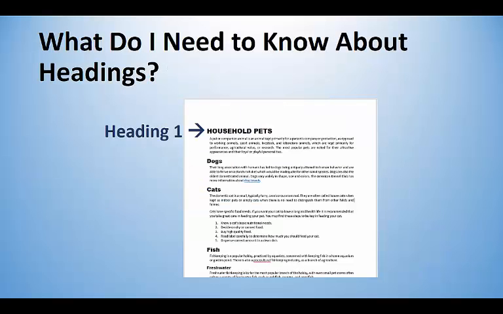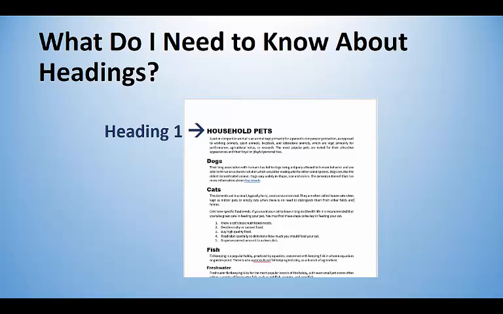So what do I need to know about headings? Heading 1 should be used to identify the title of a document. Usually it only appears once in a document. Heading 2, 3, 4, etc. can be used multiple times per document. Remember, headings identify levels of text. They are not an incremental list of headings.